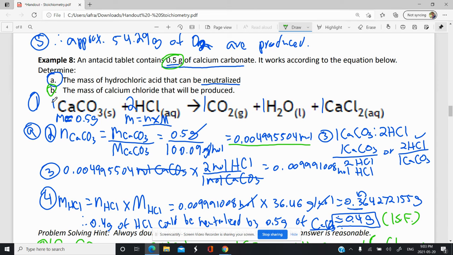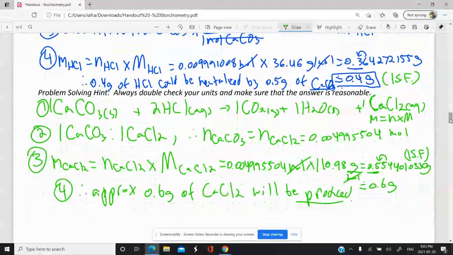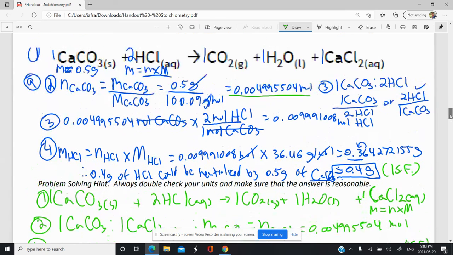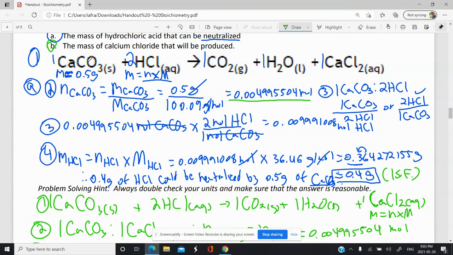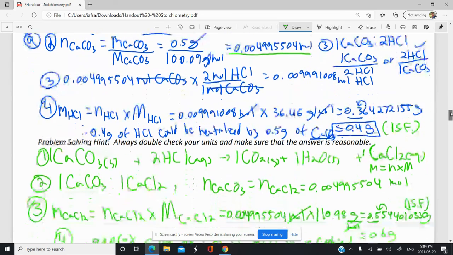It's a 2-to-1 ratio between HCl and CaCl2. So you would have divided by 2 to find the CaCl2. And then afterwards, you would have multiplied by the molar mass. So you have the moles multiplied by the molar mass, which was 110.98. And you would have had the same answer, 0.554401033. Because technically, if you did everything correctly, they're all going to react in their appropriate ratios. So you could have just used your HCl, use its ratio to CaCl2, and you would have had the same answer in the end as well. So you can try that out. See if you get the same answer.